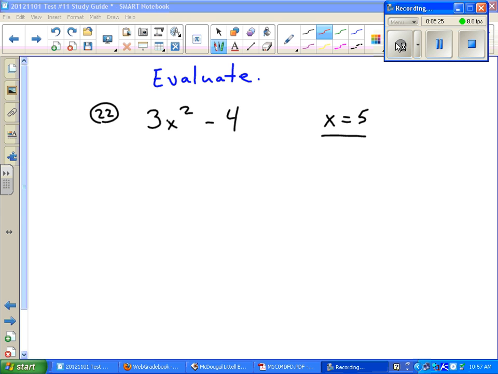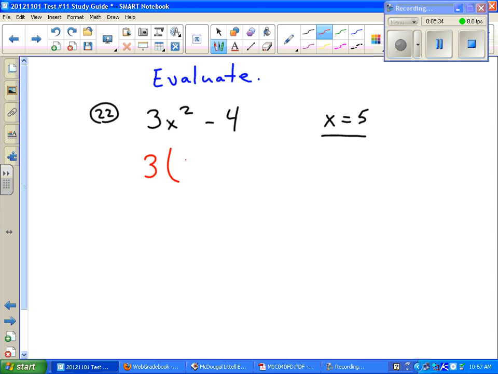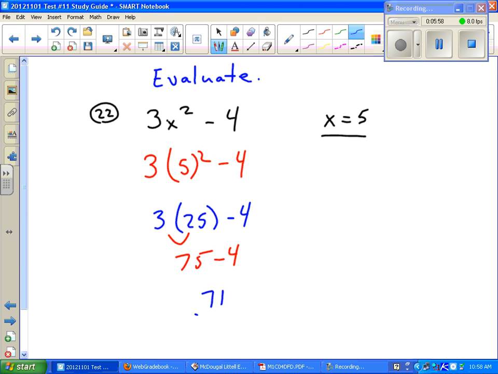Okay, number 22 is 3x squared minus 4 when x's value is 5. So the first thing you need to do is plug in 5 in place of x. So you wind up with 3 times 5 squared minus 4. Remember your order of operations. Please Excuse My Dear Aunt Sally tells you to take care of exponents before you do any kind of multiplication. 5 squared means 5 times 5. So it actually turns out to be 3 times 25 minus 4. 3 times 25 is 75. Minus 4, when you subtract 4 from 75, you get 71.